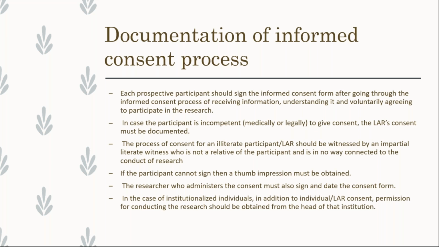Then, what additional things have to be obtained if the participant is incompetent? If the participant is incompetent to give the consent, then the legally acceptable representative will do, and they have to sign on it. If both the legally acceptable representative and the participant are illiterate, we have to have this impartial witness, and that person has to sign. Then if the participant cannot sign, the thumb impression can be taken.